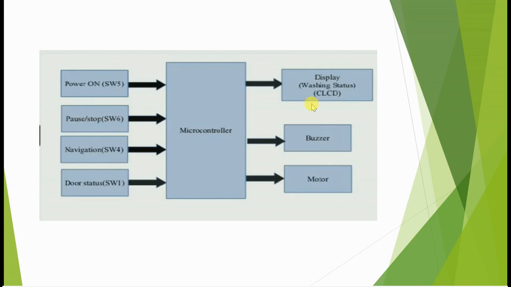This is the architecture of a microcontroller, where we can see power on, pause or stop button, navigation, door status, display, washing machine, buzzer, motor. Here we can use a 16-bit or 8-bit, 32-bit microcontroller, which acts like the brain of the system. It reads the input from the various switches.